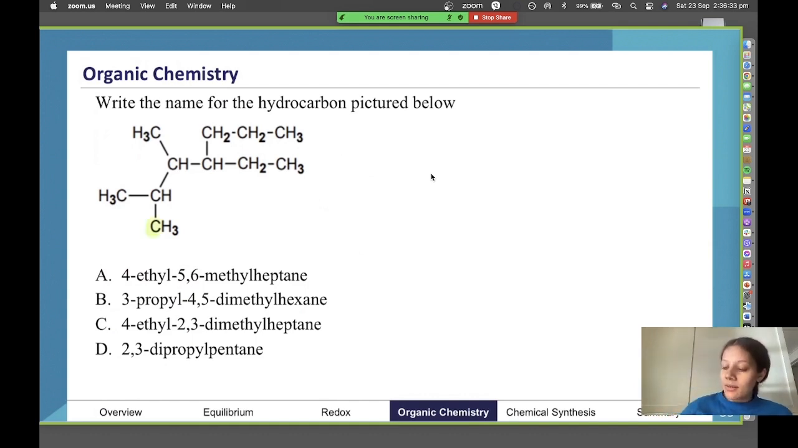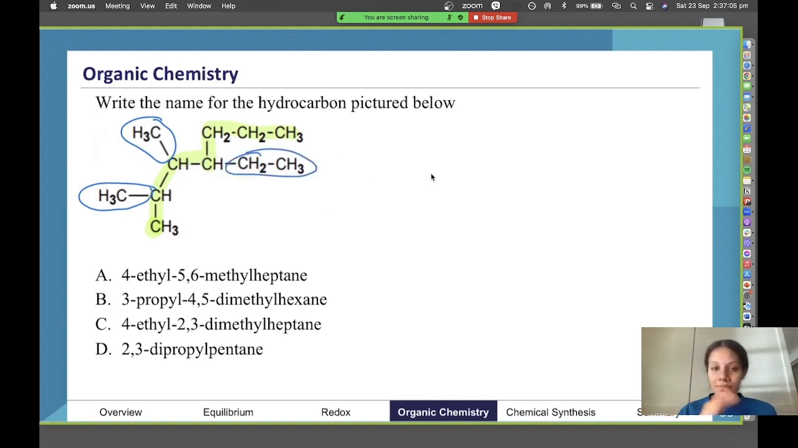So if we start down here, go 1, 2, 3, 4, 5, 6, 7. I think that's going to be our longest one because this one down here, 1, 2, 3, 4, 5, 6 is only 6. So that way, our longest chain is from there to there. And then we also want to give our chain the numbering that's going to give our branches the lowest numbers. So that means we have a branch here, here, and here. Oh, not there. And here are the lowest numbers.